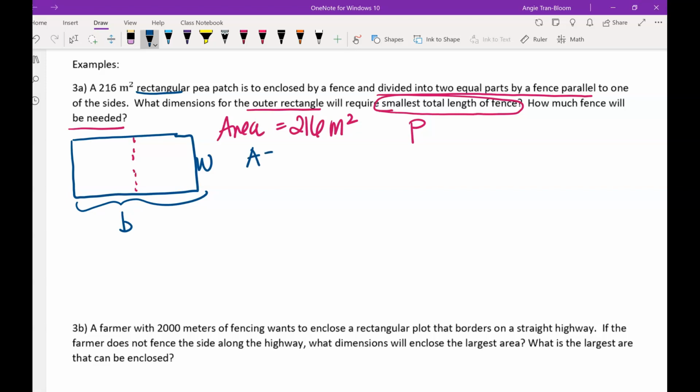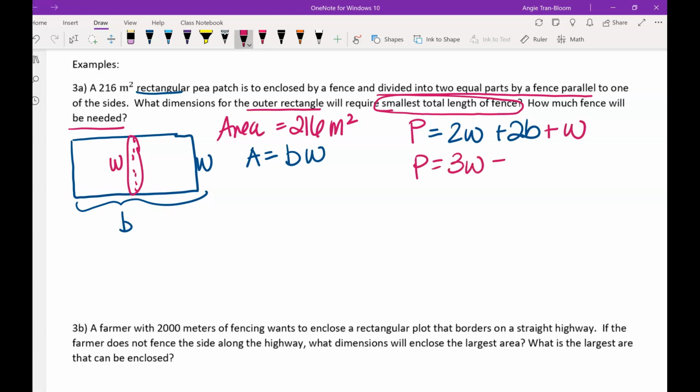So area, students, is gonna be base times width. Perimeter, I'm gonna have 2 widths plus 2 bases, okay? But because of this extra fence here right in the middle, that's an additional width. So really, that's 3 widths. So now perimeter is 3 widths plus 2 bases. All right, guys? Now, just like all other previous questions, you guys have to rewrite your equation with respect to one variable. Let's do W.